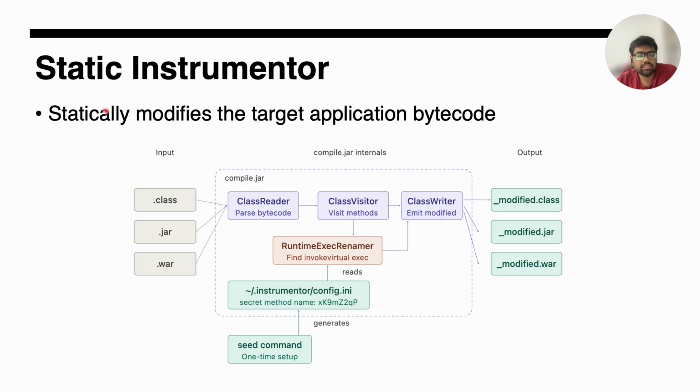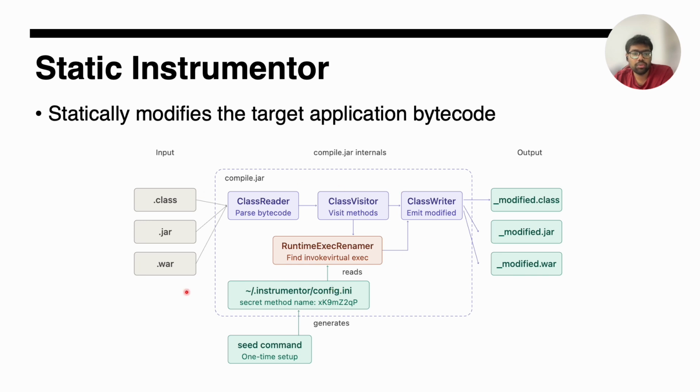The first part is the static instrumentation. In this phase, we take your application's bytecode and we process it using our tool. In this case, we are going to look for the runtime.exec method, and we are going to replace it using some sort of a random secret method name. And this secret method name is generated once using the seed command of this tool. And the secret name is stored in a config file, the config.ini, which is used later.